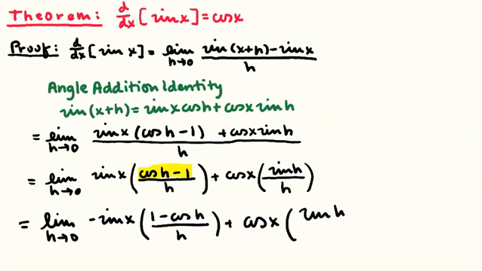Now I'm ready to go because the things in parentheses are my special trig limits. The limit of 1 minus cosine h divided by h as h goes to 0 is equal to 0. So this is equal to 0 plus the limit of sine h over h as h goes to 0, which is 1. So I've got 1 times cosine x. So I showed that the derivative of sine is equal to 0 plus cosine x, which is what I set out to show in the first place.